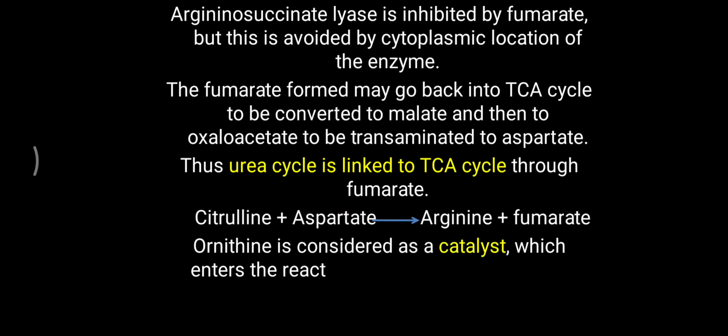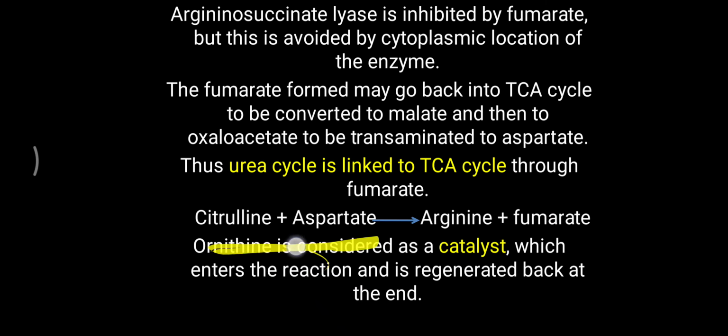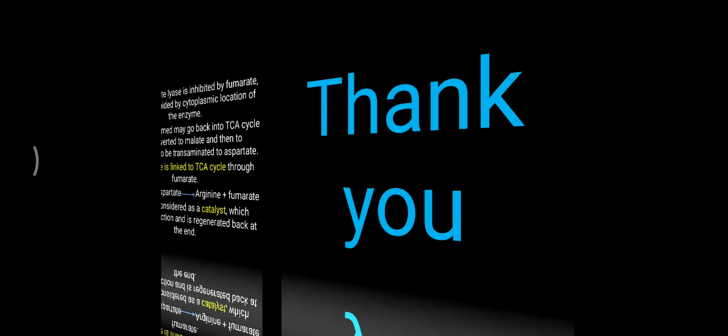In this whole reaction, ornithine is considered a catalyst, because it enters the urea cycle and at the end of the cycle it is regenerated. Sometimes it is asked as a question why ornithine is considered a catalyst in the urea cycle. You have to remember that the urea cycle has another name, the ornithine cycle. So that's all about the main reaction of the urea cycle and its details.